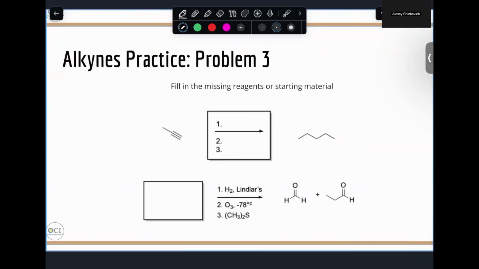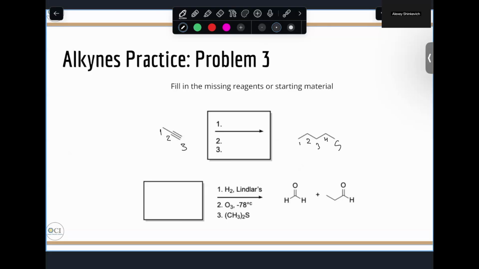Here we have a little practice problem. Go ahead, give it a try. These are kind of like synthesis problems. You won't see too much of these on the exam, but there might be some. I want to go through this. All right, let's do it. So first thing we're going to do is count our carbons. So here we have 1, 2, 3, and here we have 1, 2, 3, 4, 5.